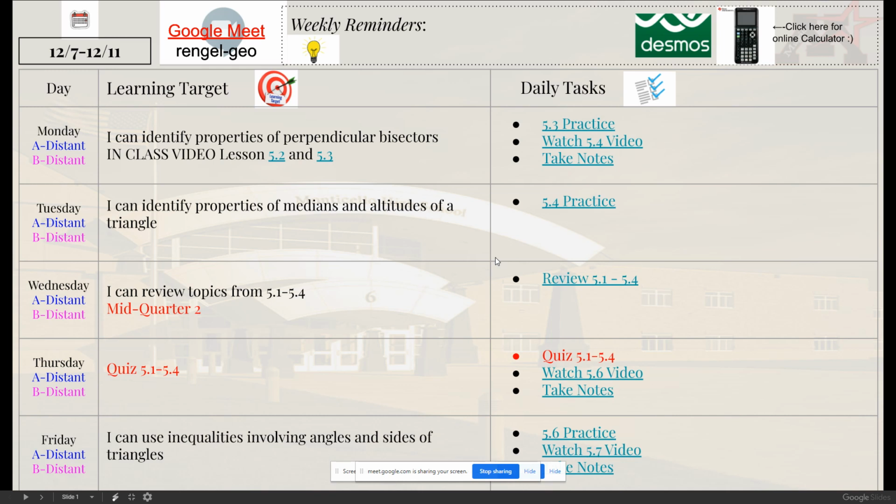And then Thursday will be our quiz on sections 1 to 4. We do skip section 5, so if you're wondering why we just go to 5.6, we do skip section 5. We'll go right into 5.6. Do you guys have any questions for me about the schedule?